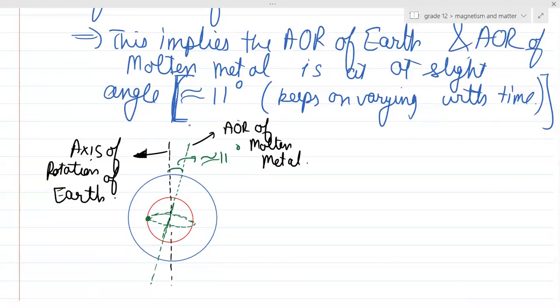So the first fact was this: the Earth's axis of rotation is different, and the molten metal inside the Earth is rotating at a certain angle. Please remember, 11 degrees is not a big deal. We generally ignore this angle and consider it small. I told you, an angle up to 10, 15 degrees, we consider very small. But due to this, a lot of things have changed, because the size of Earth is big.